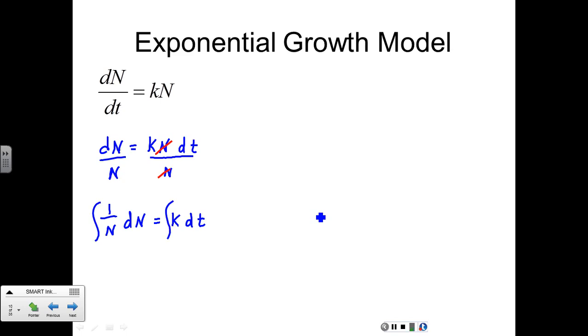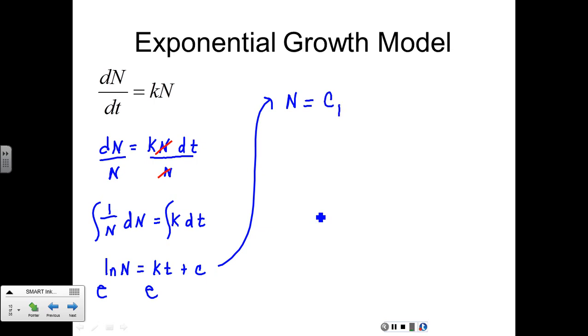What is the integral of 1 over N? On the right side, what is the integral of k with respect to t? kt plus a constant. Now what do I want to do? E it. So that gives me big N equal to what? Constant C1 times e to the kt.